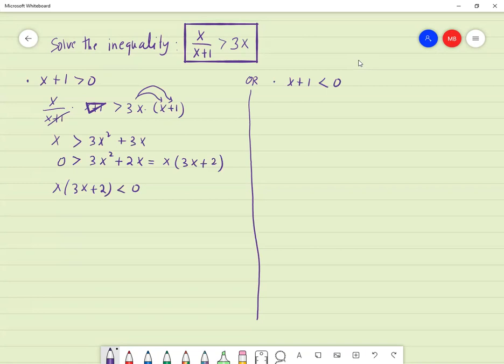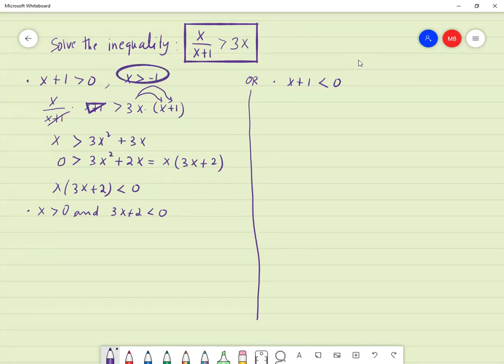Now the product is negative, so we have two cases here. One case is x is positive and 3x plus 2 is negative. Remember, we already said x plus 1 is positive, right? Which means x is greater than negative 1. We already have this.